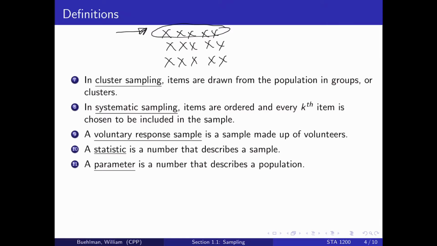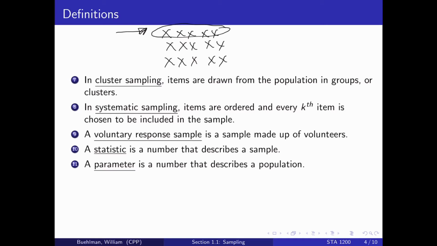Next, we have systematic sampling. In a systematic sample, we order the items and we pick every kth item. So for that, we may go, okay, I'm going to start at the 3rd person in line, and then I'm going to ask every 4th person after that.